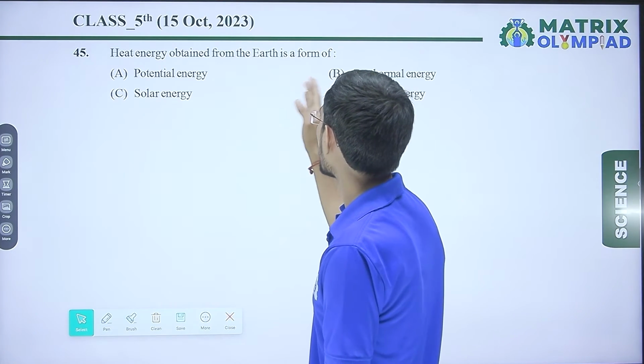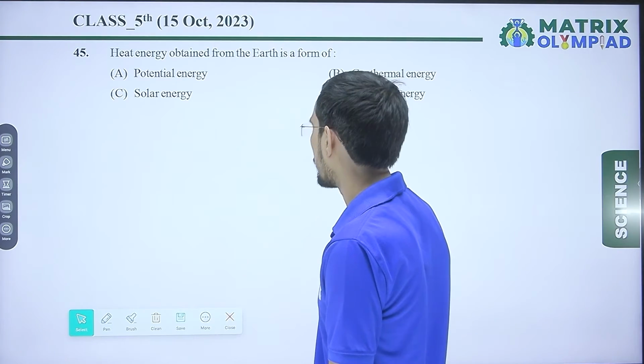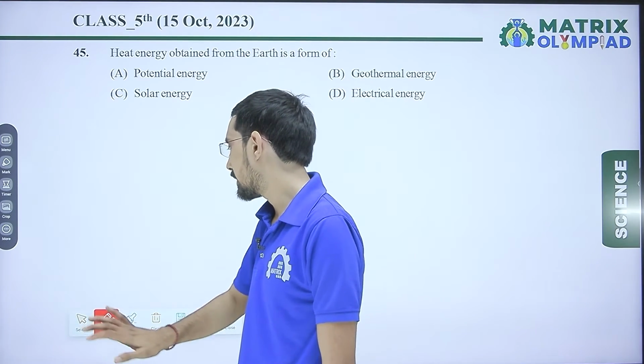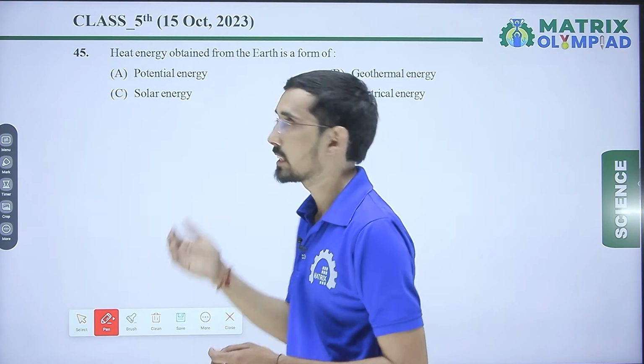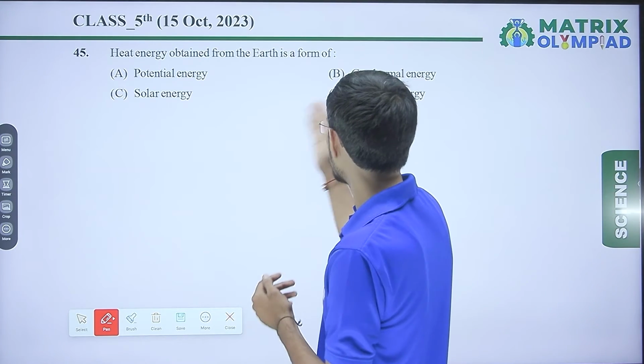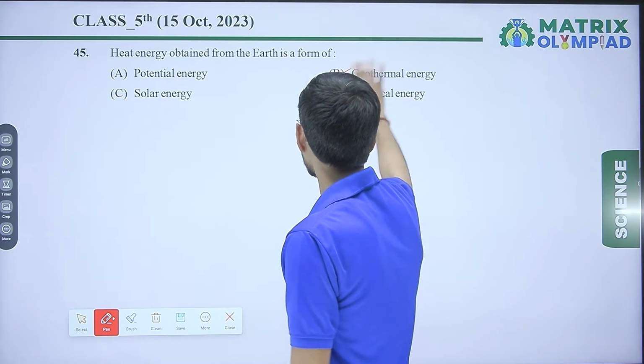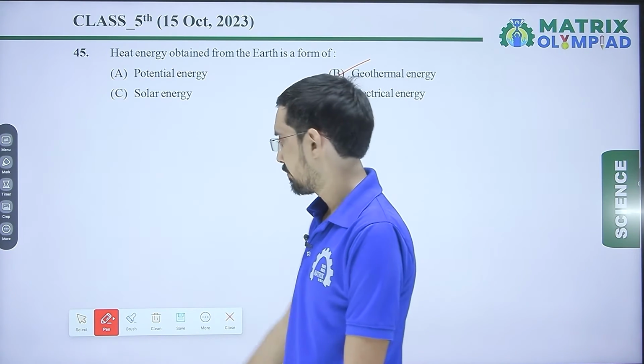Heat energy obtained from the earth is a form of which energy obtained from our planet Earth? That is known as geothermal energy. It is given in option B. So our correct answer will be option B. Next question.